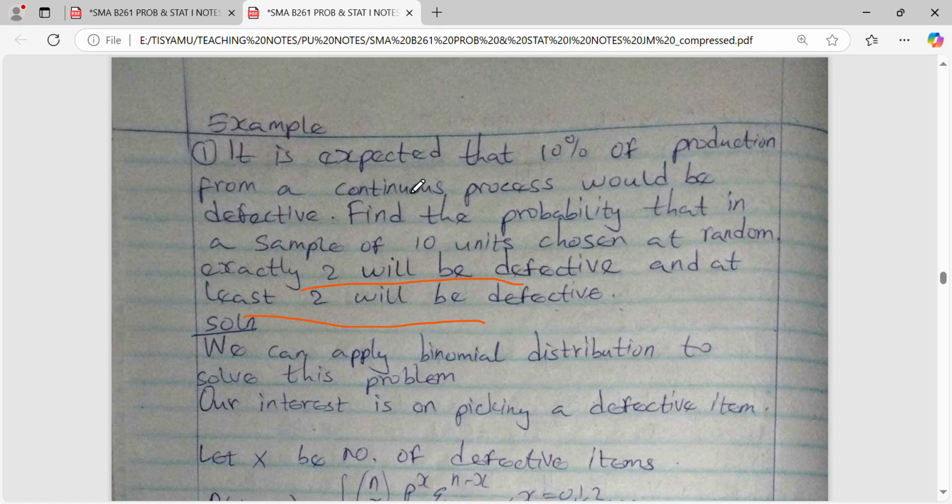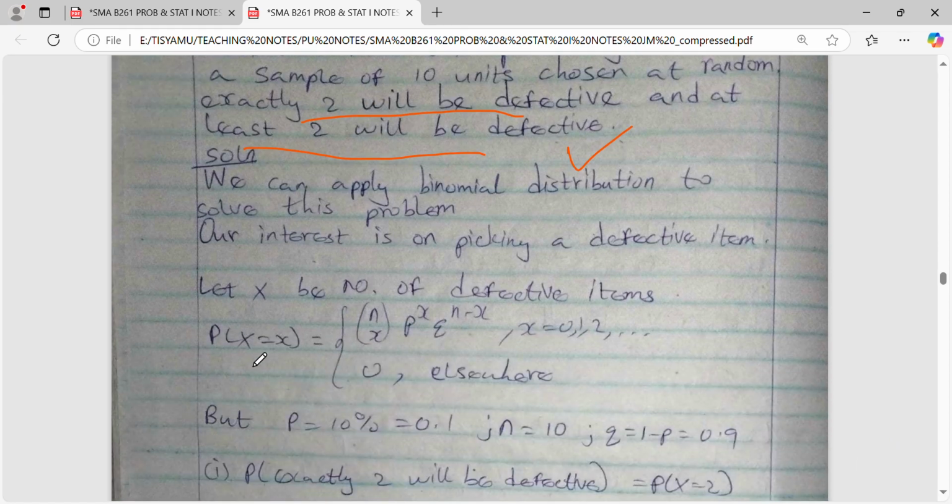So since here we have two possibilities, either having a defective or a non-defective, we can apply the binomial distribution, and therefore we are going to have the probability that X equals x to be n choose x times p raised to x times q raised to n minus x, where x is from 0, 1, all the way to n. So what is our n in this case? Our n is 10, because we have said that we have 10 units chosen.